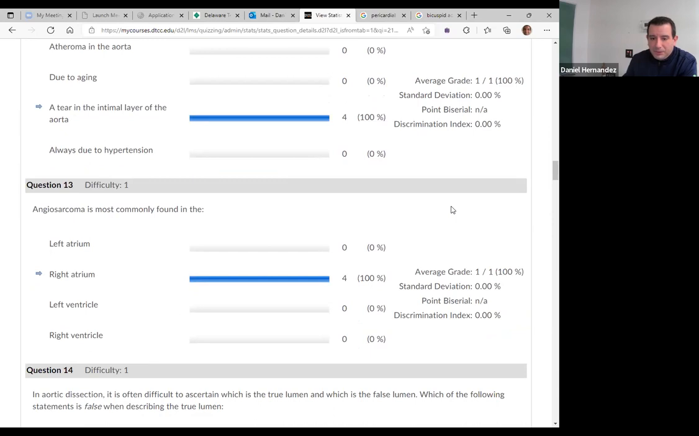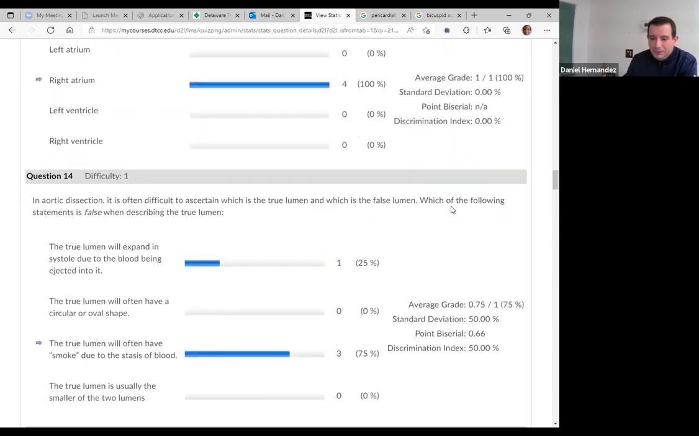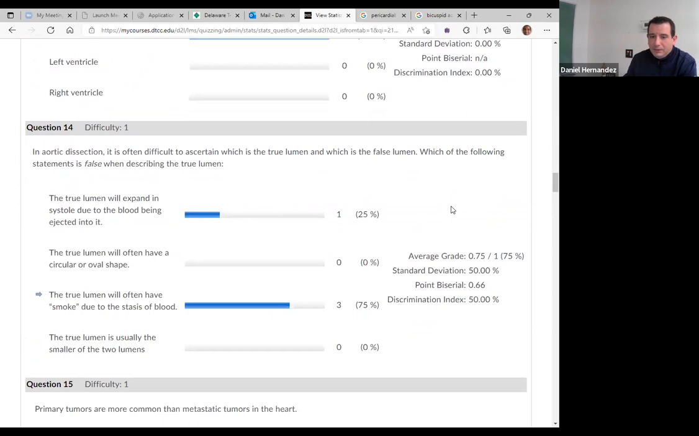Angiosarcoma is most commonly found in the right atrium. Good. An aortic dissection is often difficult to ascertain which is the true lumen and which is the false lumen. Which of the following statements is false when describing the true lumen? So that smoke will often appear in that false lumen.